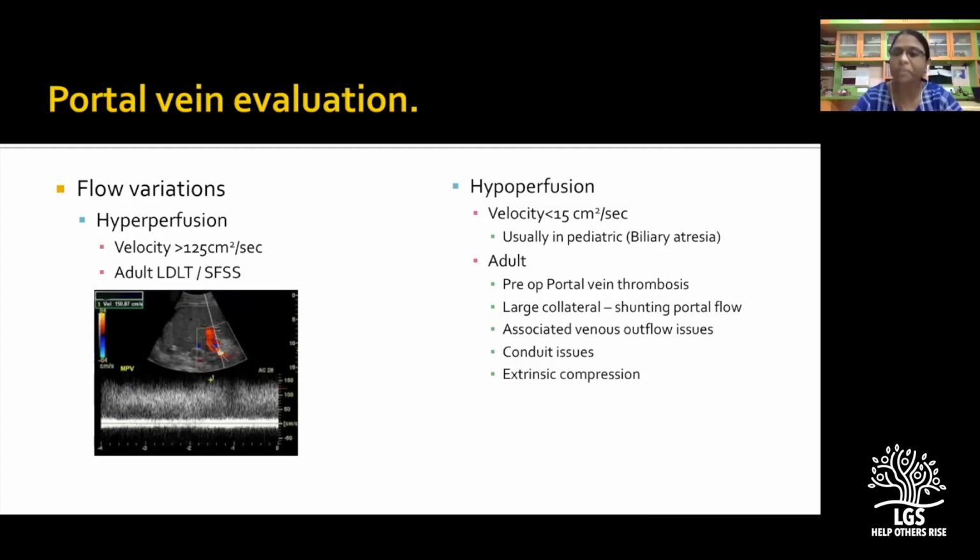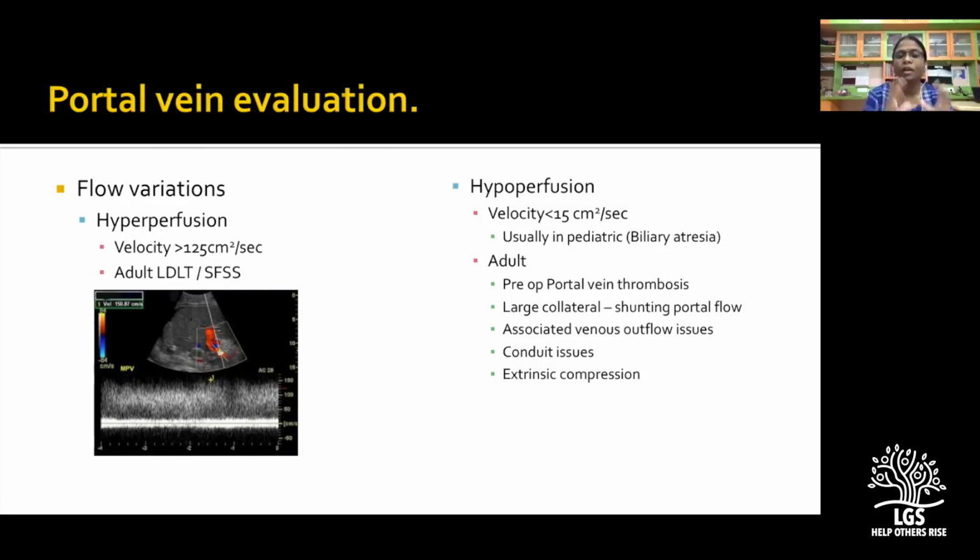This is because of the persistent hyperdynamic circulation in case of cirrhosis with portal hypertension. And another cause is that the entire recipient's portal flow has to go into the partial liver. So normally there will be an increased portal velocity in the immediate postoperative period. But when the velocity is more than 125 centimeters, we have to know about the graft recipient weight ratio. When there is a suboptimal graft recipient weight ratio, that is a relatively small graft, then we have to think of the hyperperfusion syndrome or small for size syndrome.